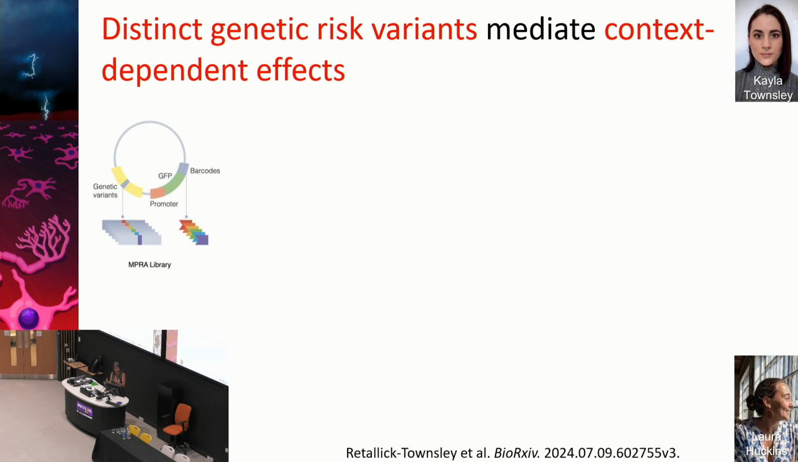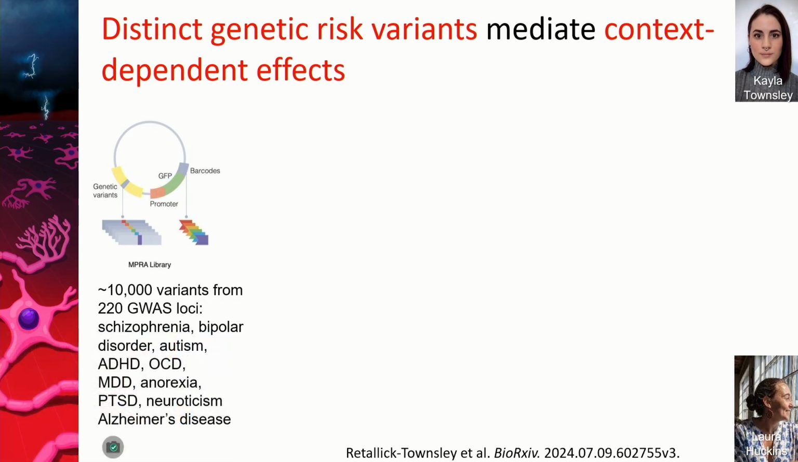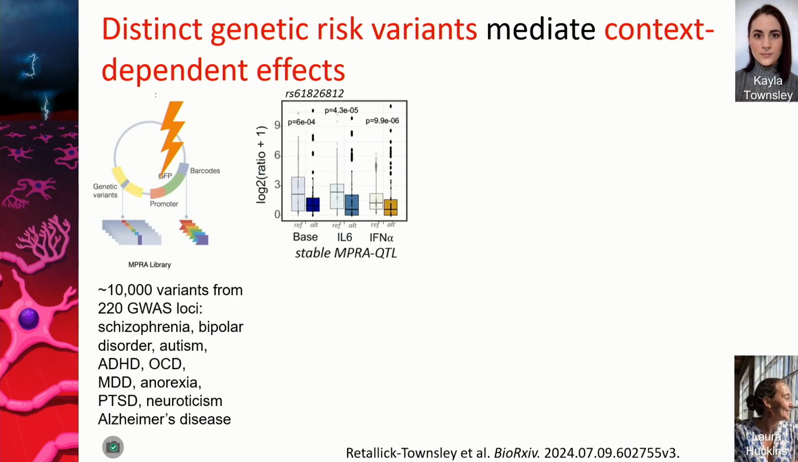Kayla generated a massively parallel reporter assay. So this is an assay that had, in this case, 10,000 variants pulled from 220 GWAS loci associated with schizophrenia, bipolar, autism, ADHD, OCD, depression, anorexia, PTSD, neuroticism, and Alzheimer's disease. This library was designed around 2020, so the GWAS are a bit outdated, and unfortunately, as it goes, we made the choice at that time to prioritize the variants based on EQTL co-localization, which I wouldn't do again, and I'm happy to discuss the implications of, but nonetheless, we had a very large library, and we put them into neurons, and then we treated the neurons with inflammatory cytokines, and we asked how the regulatory activity of all these GWAS loci varied in neurons by context.